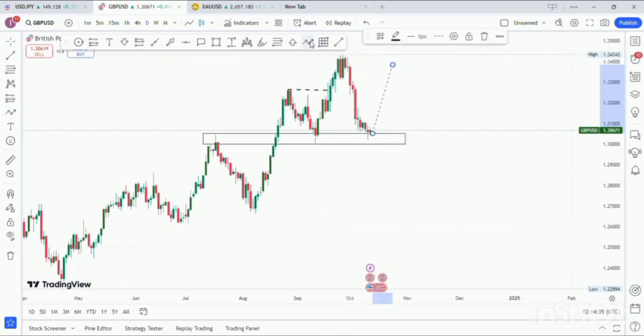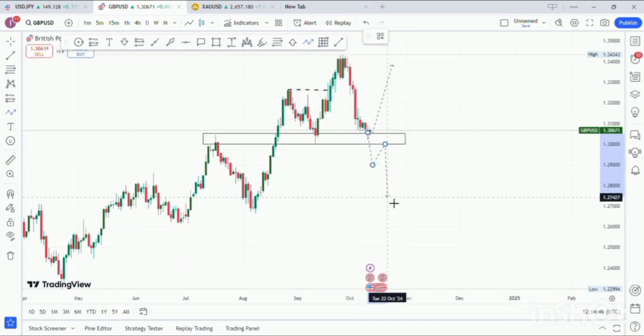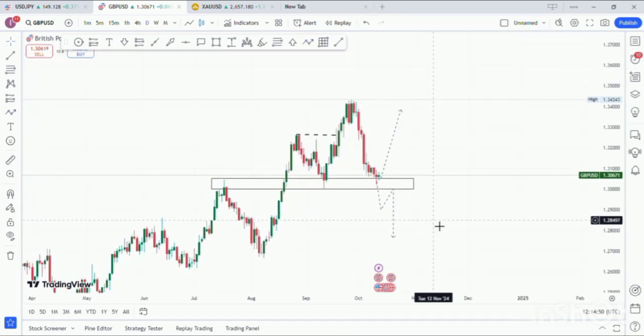But in the case where price decides to break below this support zone right here, you can expect price to continue its movement to the downside, guys. So on the daily time frame for GBPUSD, we could expect two scenarios. One, for this support zone to hold right here. Since price has broken above this structure, we would expect this support zone to hold right here.